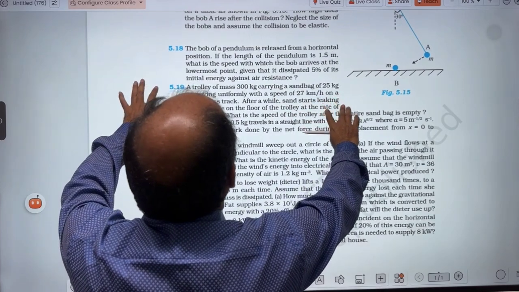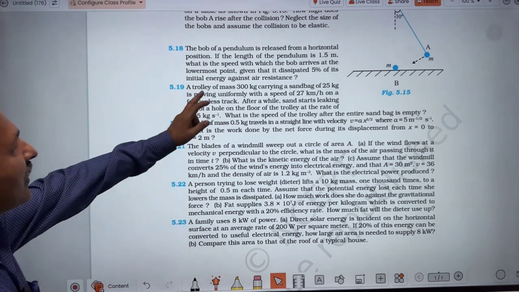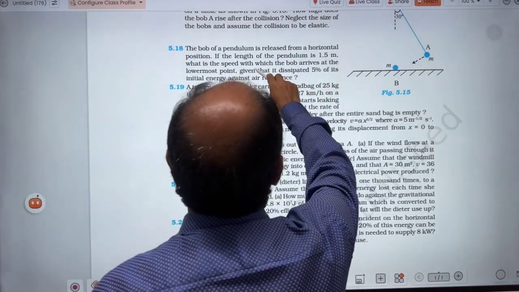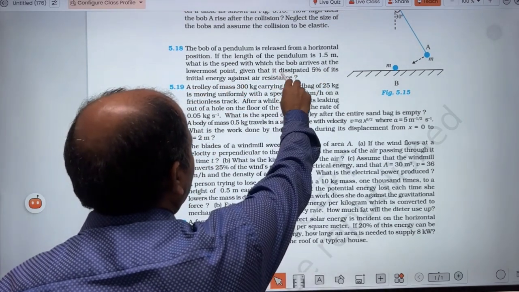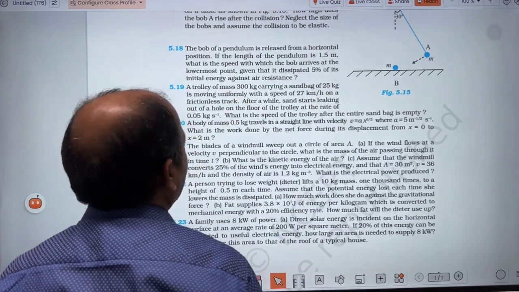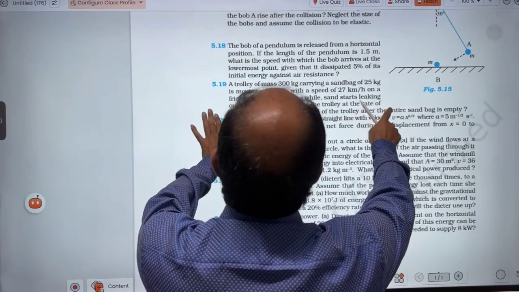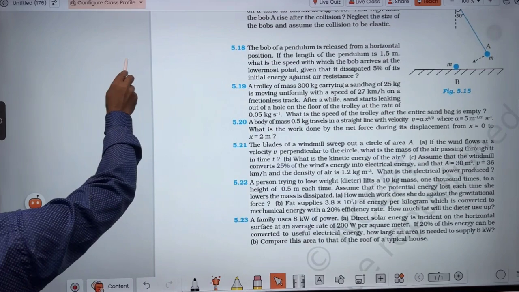Now consider the next question. The bob of a pendulum is released from a horizontal position. If the length of the pendulum is 1.5 meter, what is the speed with which the bob arrives at the lowermost point, given that it dissipated 5% of its initial energy against air resistance? So the question is simple. Let's analyze the situation. Here the situation is like this.